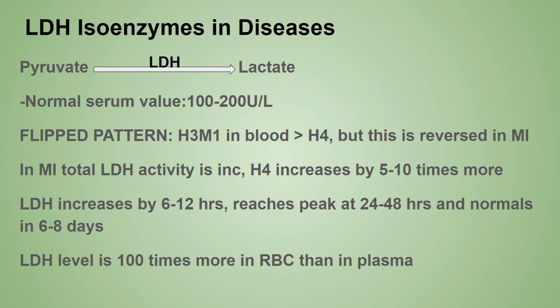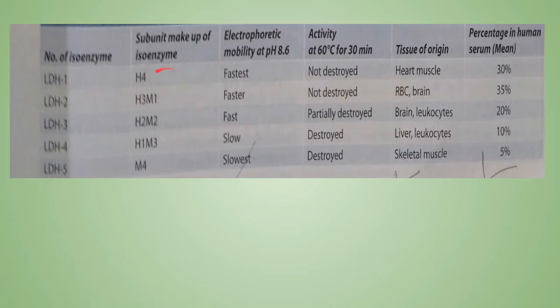Now LDH isoenzymes in disease. We all know LDH mainly converts pyruvate into lactic acid, and the normal serum value is 100 to 200. The H subunit is for heart muscle, while the M subunit is for skeletal muscle. And remember, the normal concentration of LDH2, this H3M1, in the blood is always greater than LDH1. This value is greater than LDH1 in a normal healthy human being.